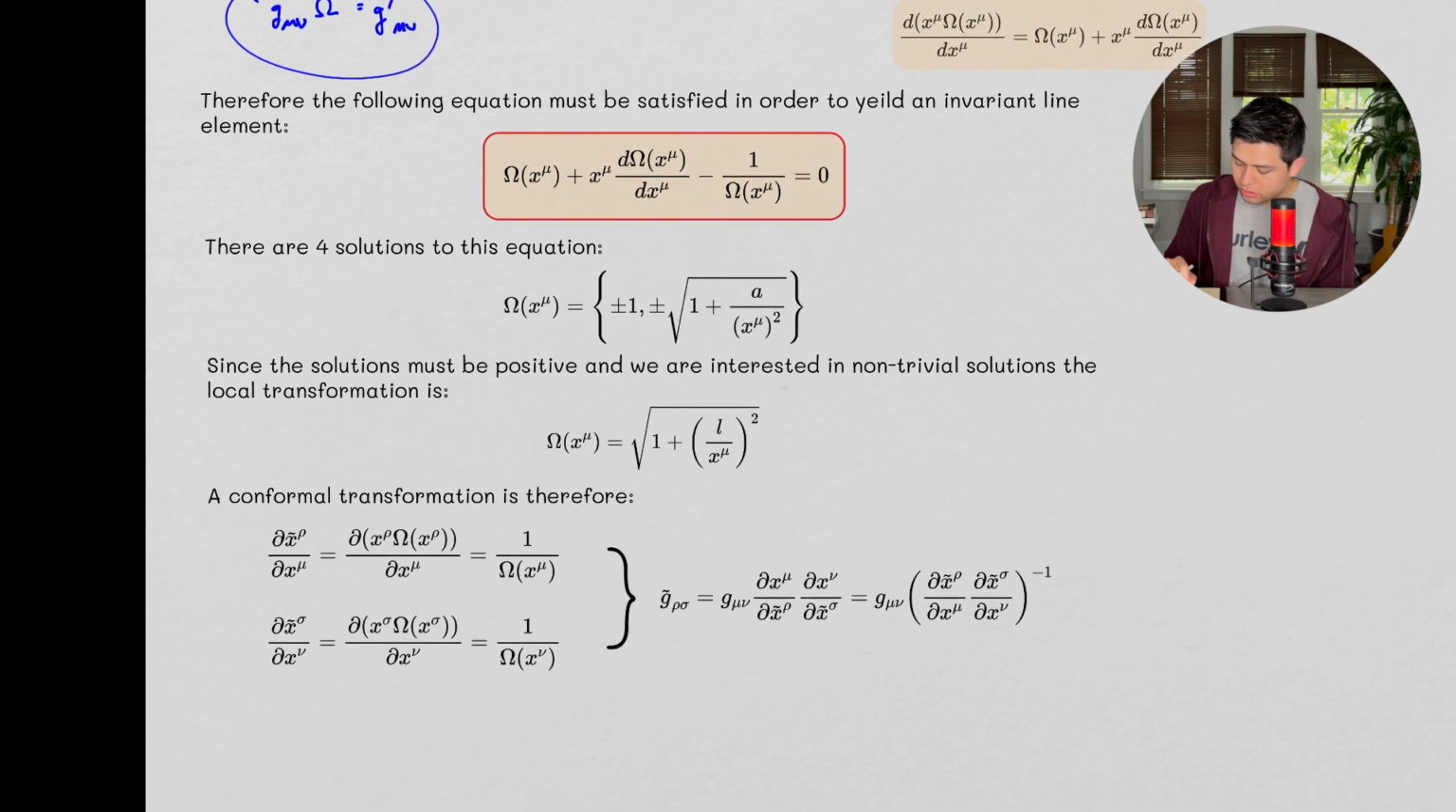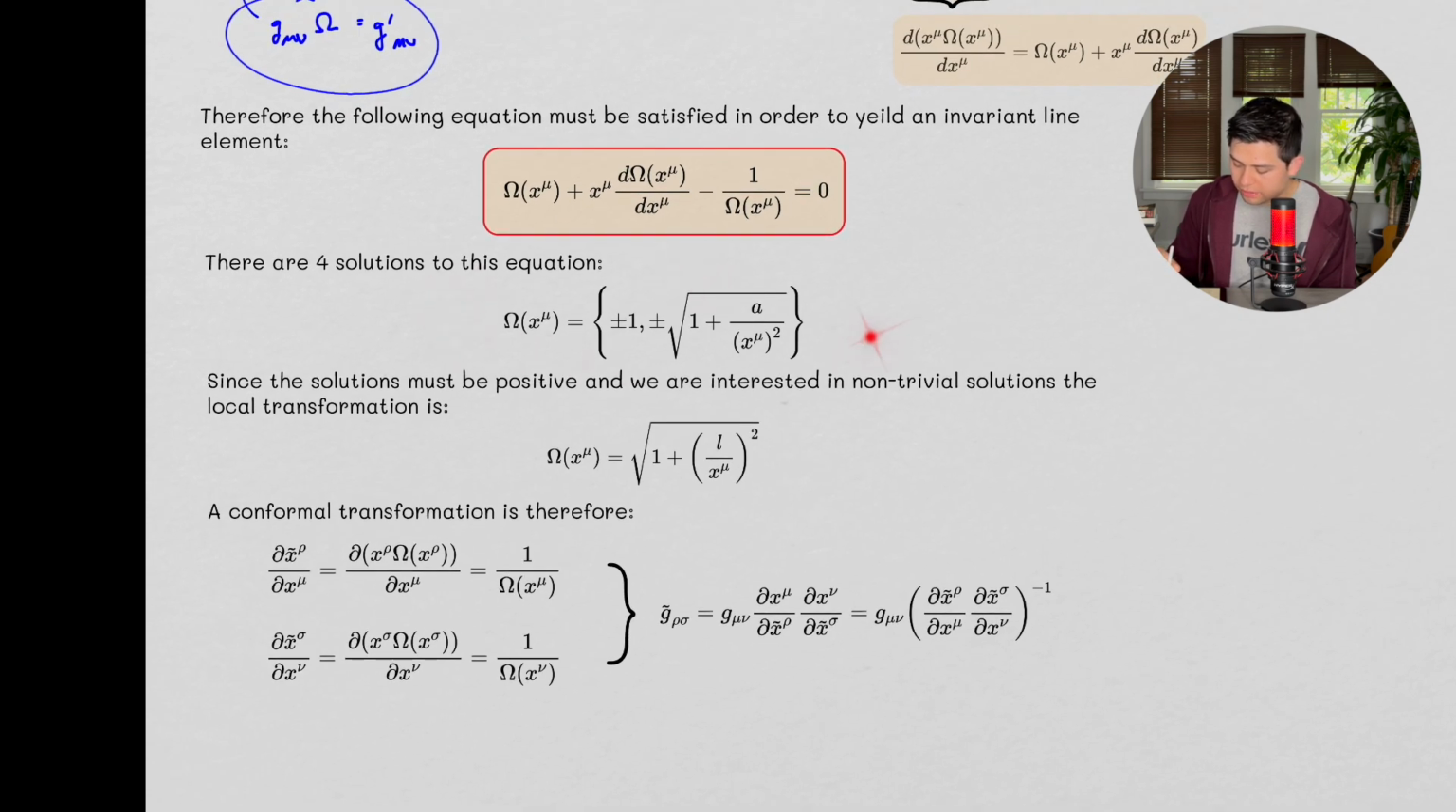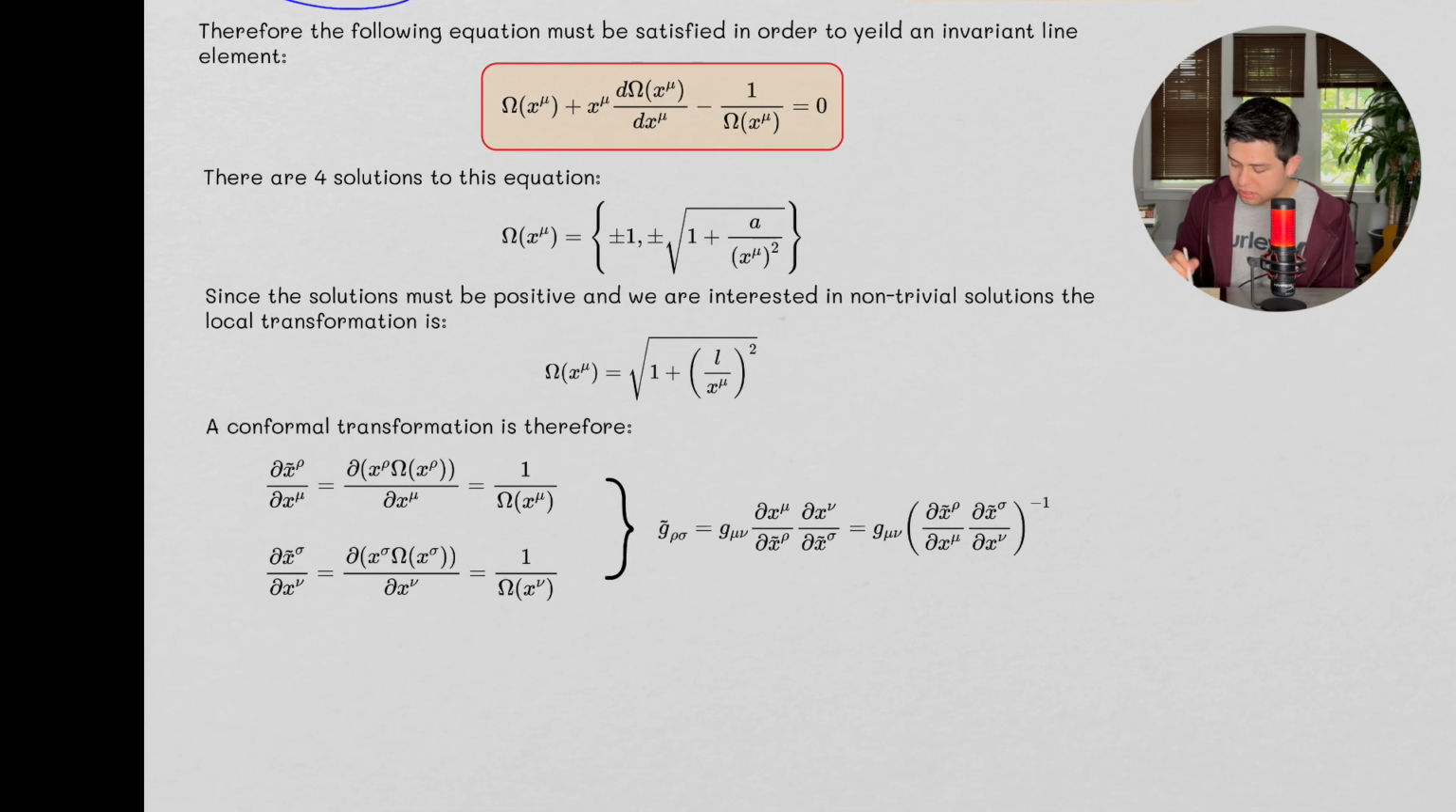So I'm just going to say right here that these are our 4 solutions. And since we're interested in non-trivial solutions, the local transformation is going to be this right here. We don't have to restrict ourselves to positive solutions, but we want the transformation to be a positive solution, so we're just going to focus on one, okay?